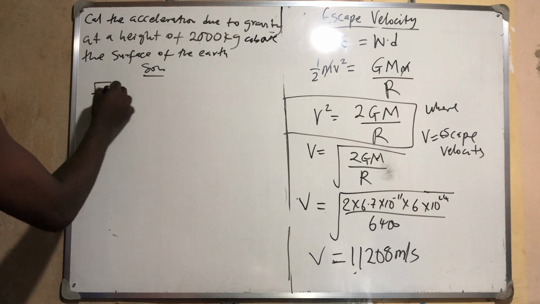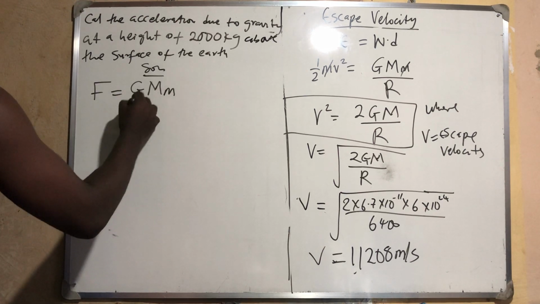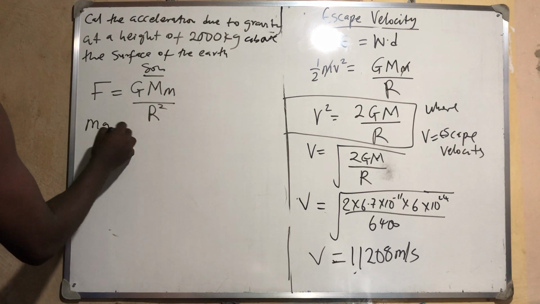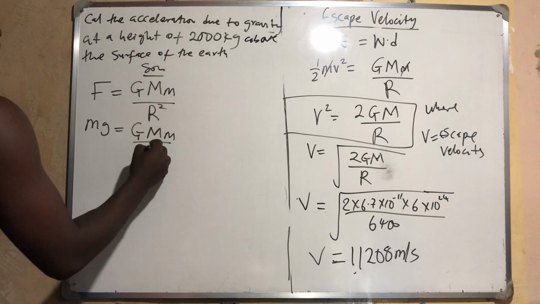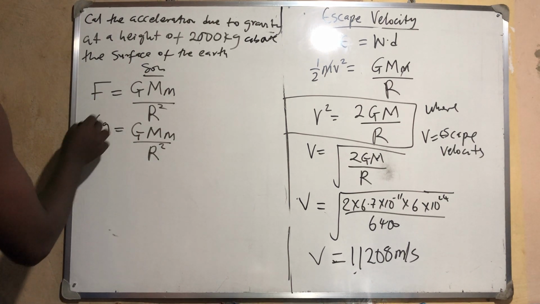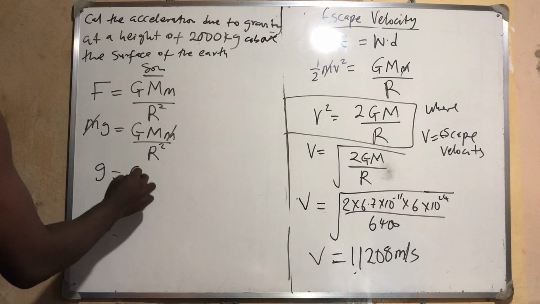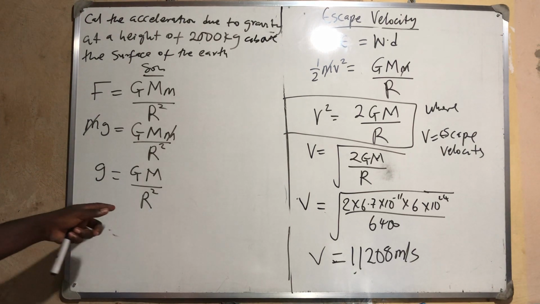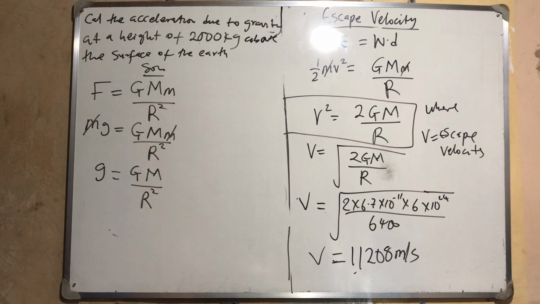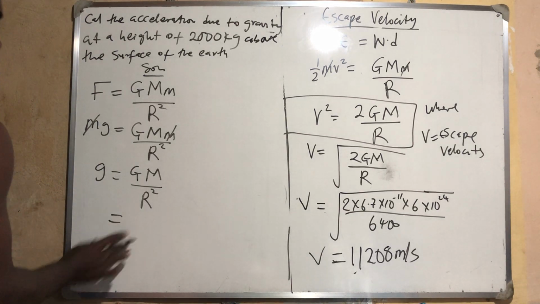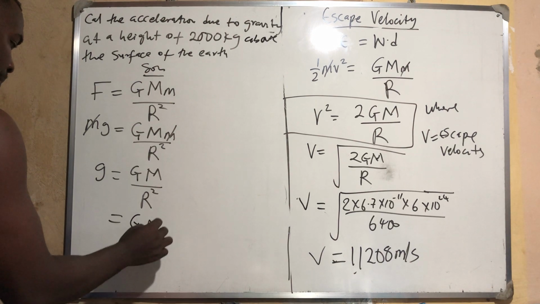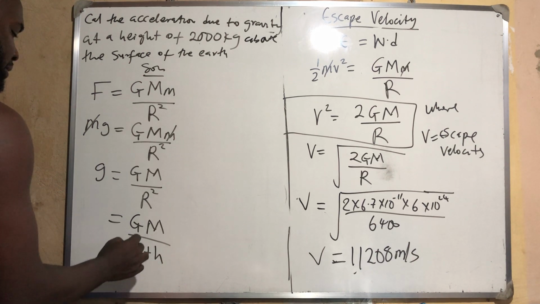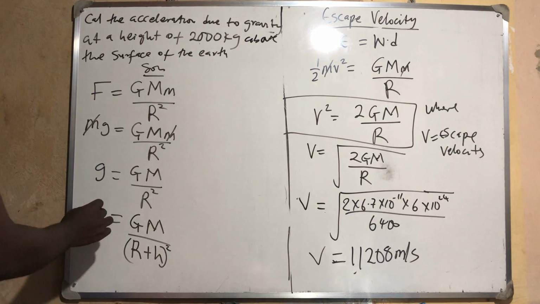You will start from your F is equal to GM over R squared. But I know that my F is equal to mg, which is equal to GM over R squared. So this will take care of this to show that my g is equal to GM over R squared. Now, they are talking about a height here, so the radius will be added to the height. So this is now GM over, instead of just the radius of the earth, the radius of the earth plus that height, all squared. That's all. You have gotten what you are looking for.